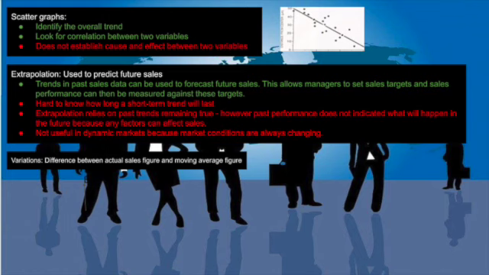You then need scatter graphs. So these just identify the overall trend and look for correlation between 2 variables. However, they don't establish cause and effect. What that basically means is correlation shows there's a relationship between 2 variables, whereas cause and effect says this variable definitely affects another variable.